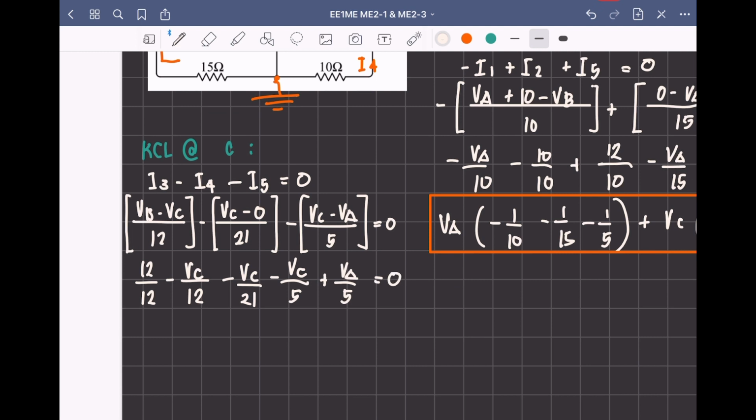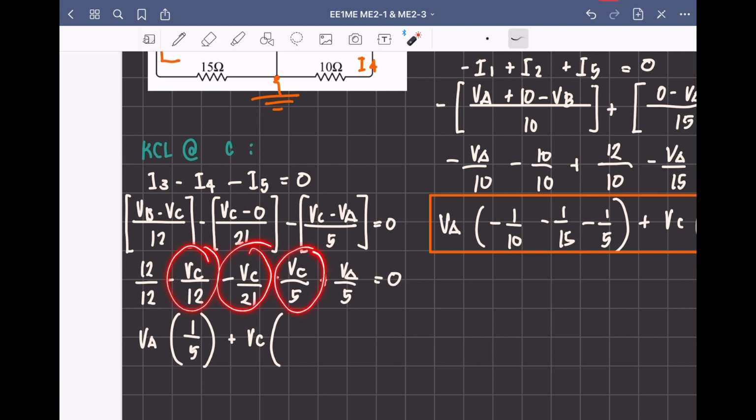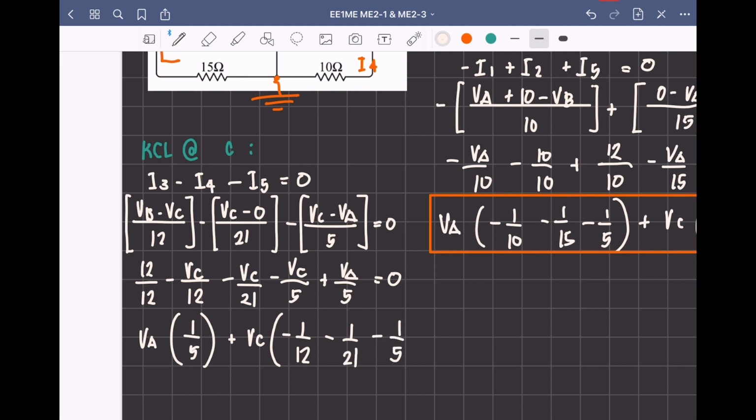And then group together like terms. Again, pwede kong kuhanin si VA. And it's just a single term. That's VA over 5. So I have here 1/5. Plus, I'll factor out VC from all terms containing VC. So that would be this. So you have there negative 1 over 12, negative 1 over 21, negative 1 over 5. Okay. And then equate this to the right side. Please check if you still have constants in your equation. This one is a constant. So you move that to the right. It becomes negative 1 if you simplify it. And this becomes your second equation.